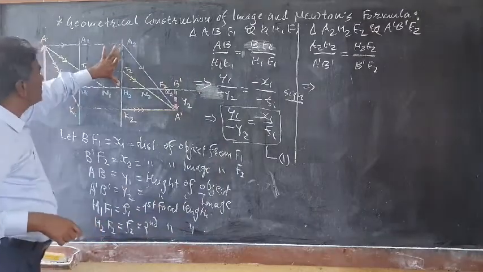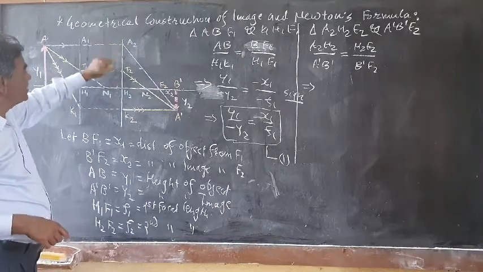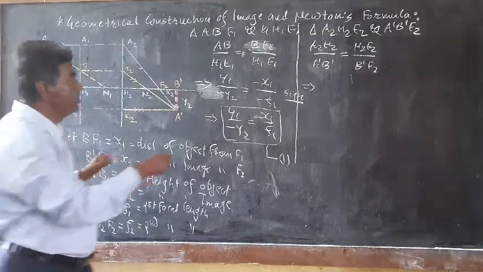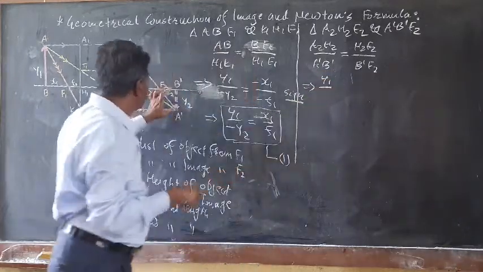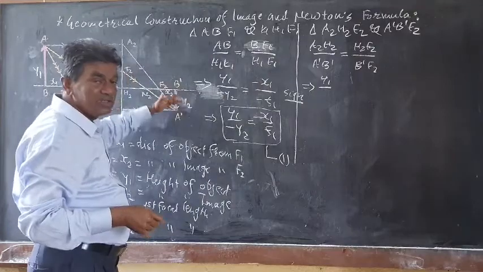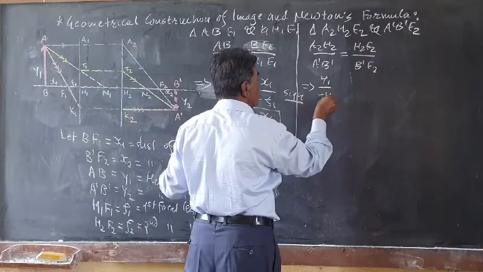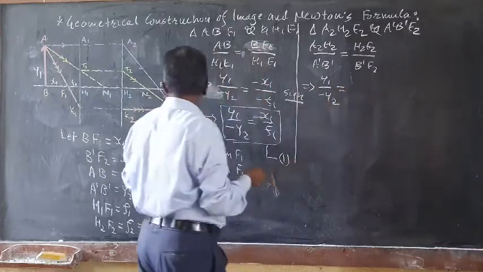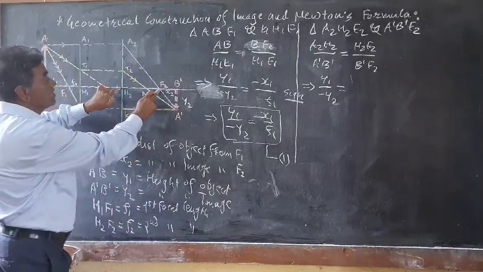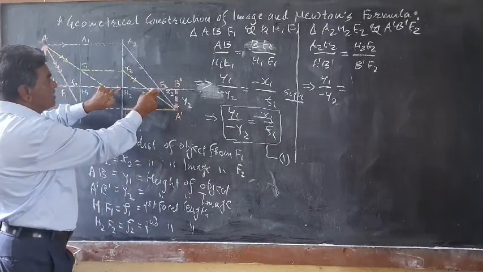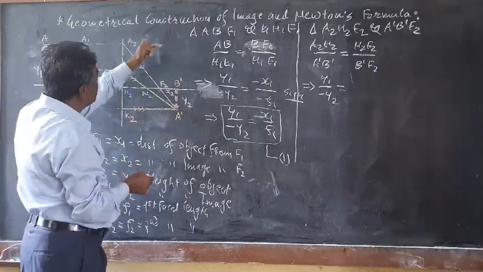E2 S2 is nothing but y1, and this distance is above the principal axis, so it is a positive distance. So this will be equal to y1 divided by A dash B dash. Here A dash B dash is y2, but it lies below the optical axis and is negative according to sign convention. So minus y2 equals S2 F2. S2 F2 is small f2, the second focal length of the lens system, and this is positive because it is measured in the direction of the light from the origin.